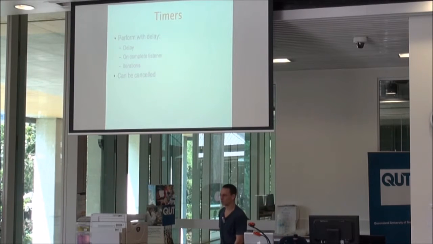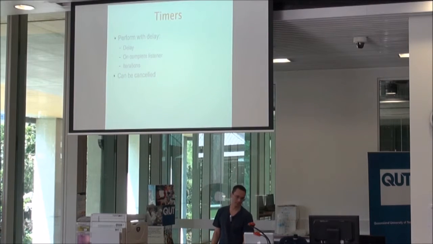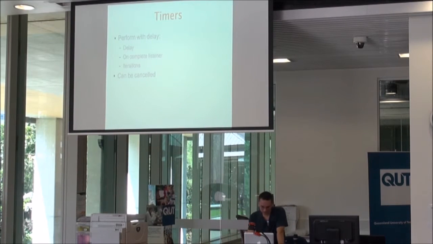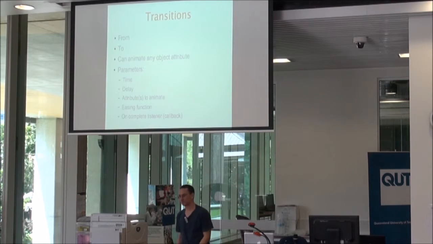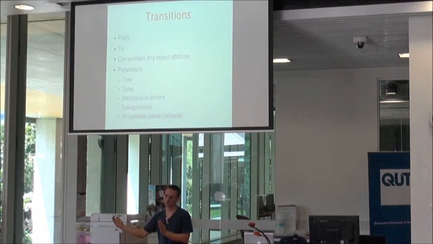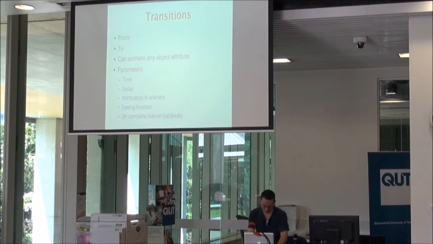Timers are ways to handle things with delay. So if you are doing an interaction that requires to be triggered after a certain time interval, you use these functions. And for transitions, you have two types of transitions. One that goes from one value to another, and one that comes from a value to another one. So that's one way to animate things here.